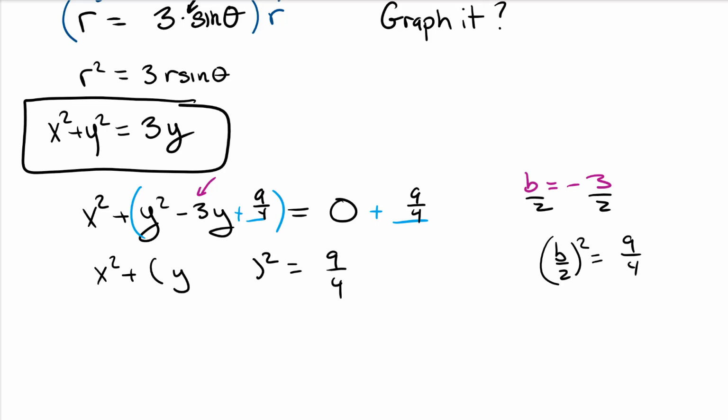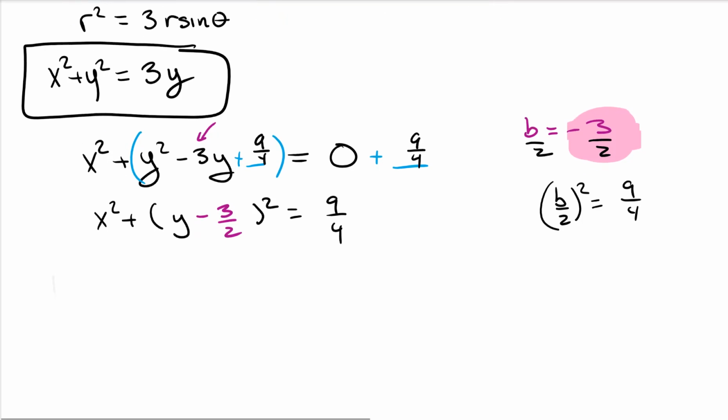Real quick, just factor that up for me: y squared minus 3y plus 9 over 4. You give me that without telling me what's going on, I'm not going to recognize that. But there's something beautiful about completing the square. Half of b is always what gets added in there. It's x squared plus y minus 3 halves, all squared, and it keeps the sign too.